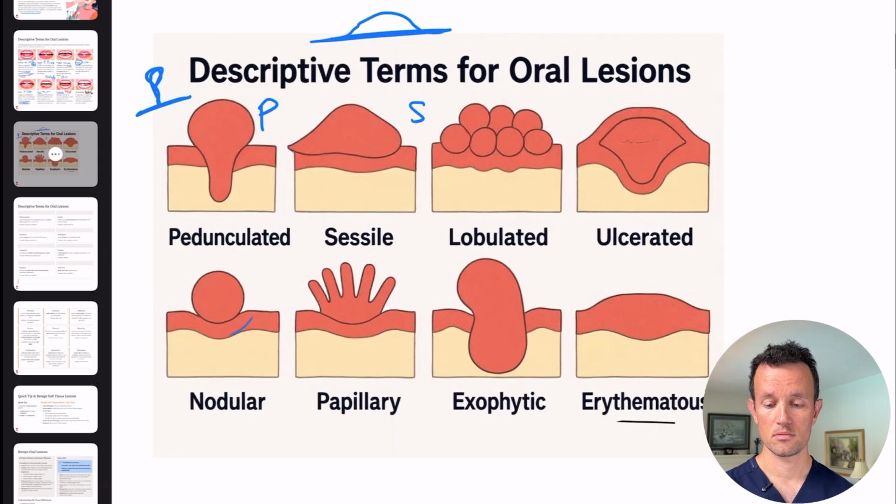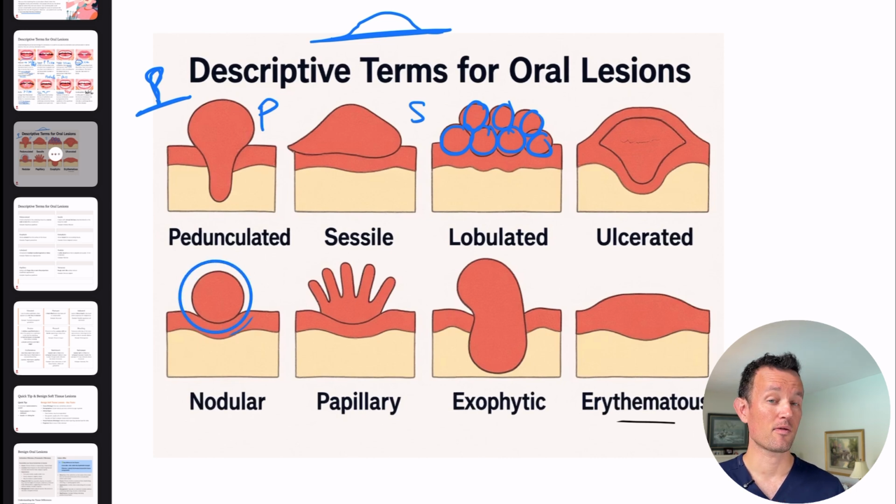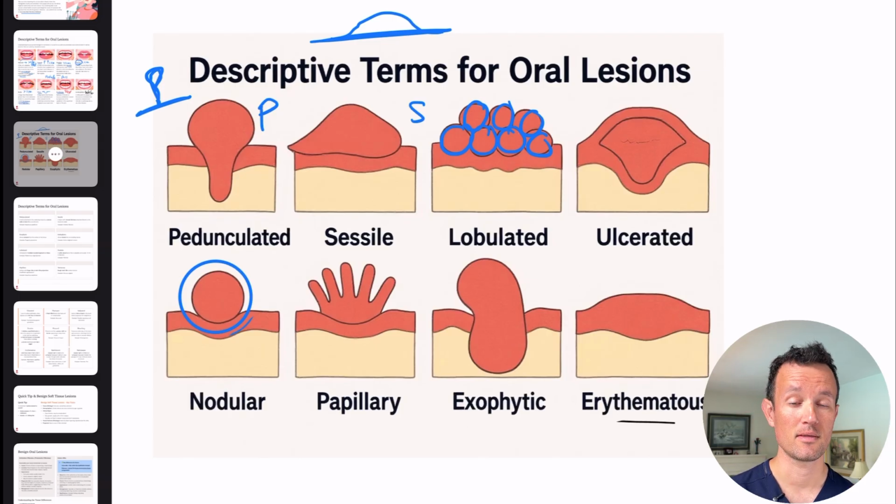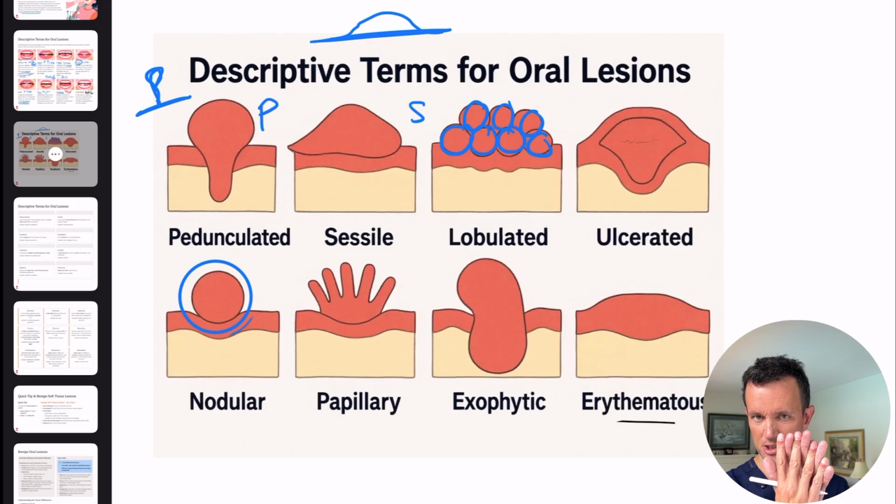Lobulated. You can think of this as a bunch of grapes. Does it look like a bunch of little grapes clustered together? Or is it just nodular? It's just one. You can expect this to be asked of you when describing a torus palatinus. So at the top of the mouth, they might just show you a torus palatinus, and they would say, which of these words best describes this lesion? Is it lobulated or nodular? Is it just one? Or is it a bunch? If it's a bunch, it's going to be lobulated. If it's just one, you would say nodular.